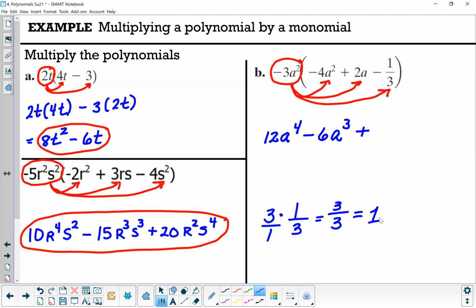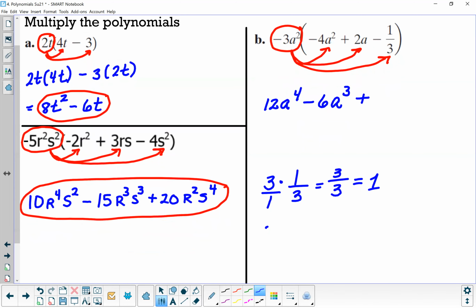That's one way to look at it. Or I would have preferred if you would have done the 3 over 1 times the 1 over 3, if you reduce that from the beginning, so you have 3 divided by 3 reduces to 1. So essentially you just get 1 over 1, which obviously equals 1. So either way, we have 1 and we still have that a squared.